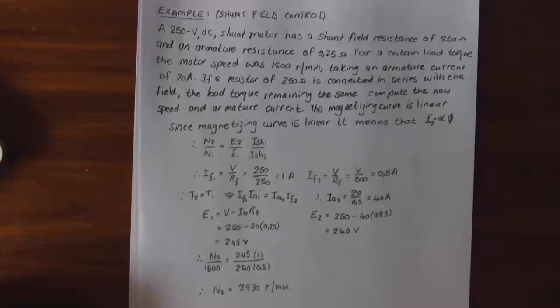And therefore, IA2 is 20 divided by 0.5, which gives us 40 amp. Now, E1 is V minus IA RA. That is 250 minus 20 times 0.25, which gives us 245 volts. Now, in the second case, E2 is equal to 250 minus 40 times 0.25, which gives us 240 volts. Then N2 over 1,500 is 245 times 1 divided by 240 times 0.5. That gives us that the speed N2 is 2930 revs per minute.